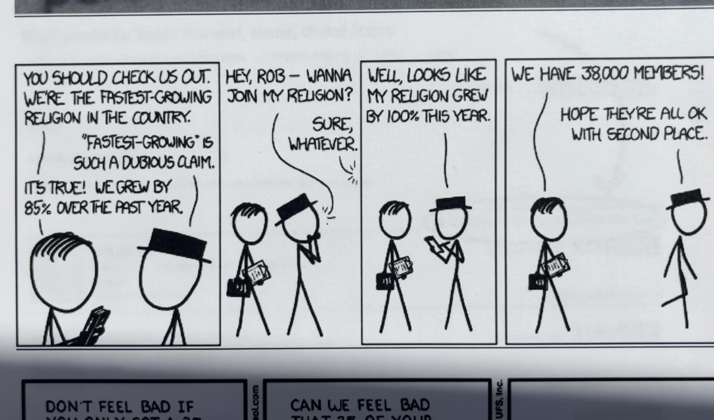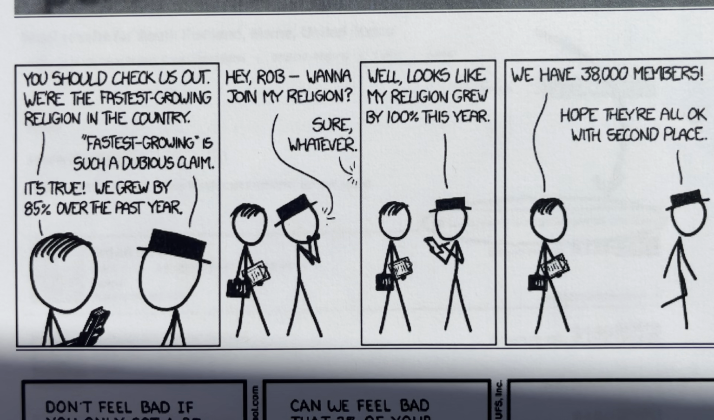Okay, so here's kind of an example of what I mean about needing both numbers. So guys, you got to check us out. We are the fastest growing religion in the country. They grew 85% over the past year. Hey Bob, want to join my religion? Sure, whatever. Well, my religion grew 100% this year. Technically, going from 1 member to 2 members is a 100% increase. The guy counters with, I have 38,000 members. Well, hope they're all good with second place.